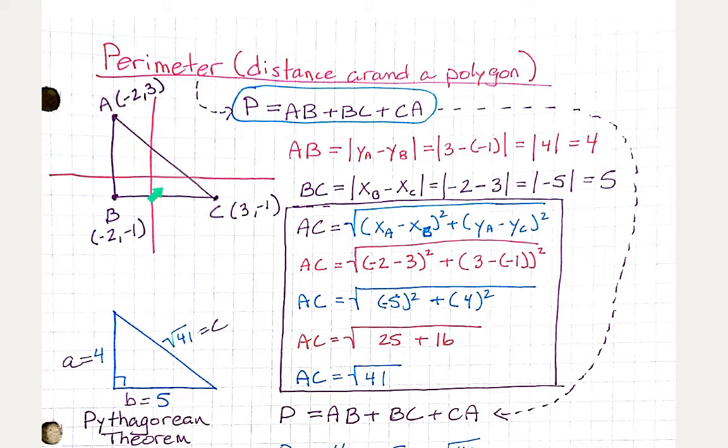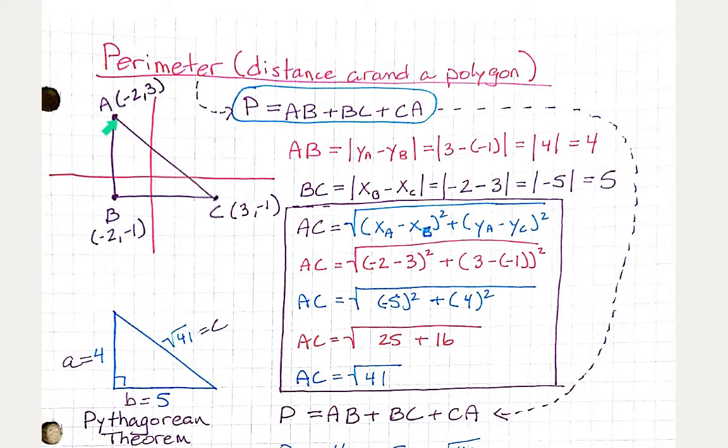BC, on the other hand, is horizontal, so we take the difference of the x coordinates. X sub b minus x sub c. The x coordinate for b minus the x coordinate for c. So here we have negative 2 and we have 3. Negative 2 minus 3 is negative 5, and the absolute value of negative 5 is 5. And we can get that by counting as well. 1, 2, 3, 4, 5.